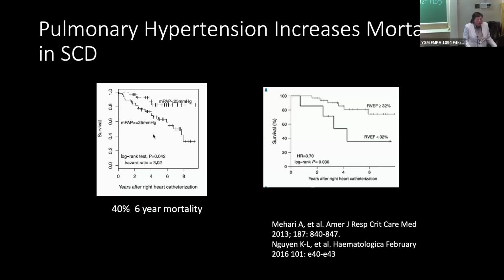And in every form of sickle cell disease PH, the right ventricle is what dictates what happens to the patient. This is an MRI study using right ventricular ejection fraction, a Kaplan-Meier survival curve, published by the group at Pittsburgh when Mark Gladwin was there. And really, if you had a reduced right ventricular ejection fraction by MRI of less than 32%, that also increased your hazard ratio for death by 3.7-fold. And so this is a bad disease.